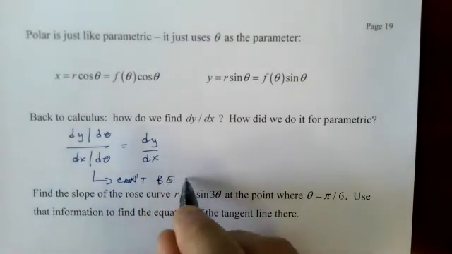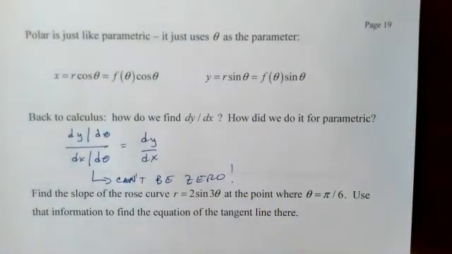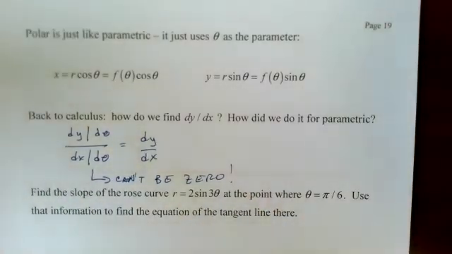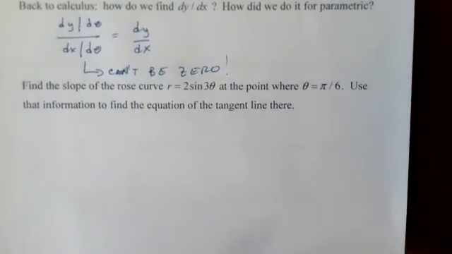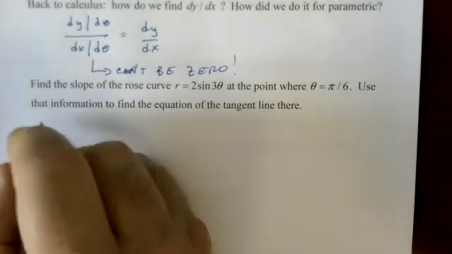So when you're putting in a value, just make sure we're clear about that. Find it at x equals 2. Let me check the bottom. Ooh, the bottom is 0. We got a problem. That sort of thing. So find the slope of the rose curve at the point theta equals pi over 6. Use the information. Find the equation of the tangent line there. Seriously? Yeah, it's no big deal.